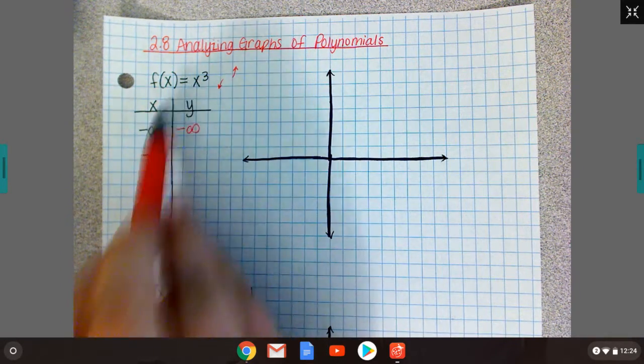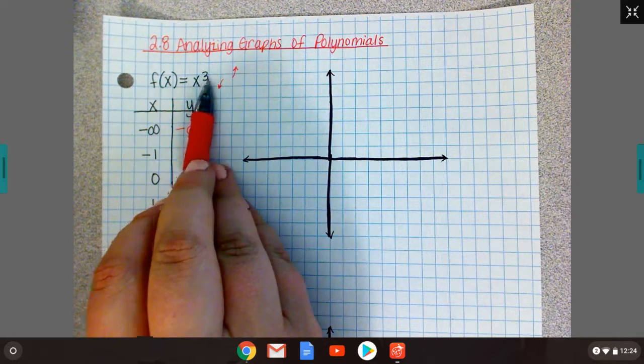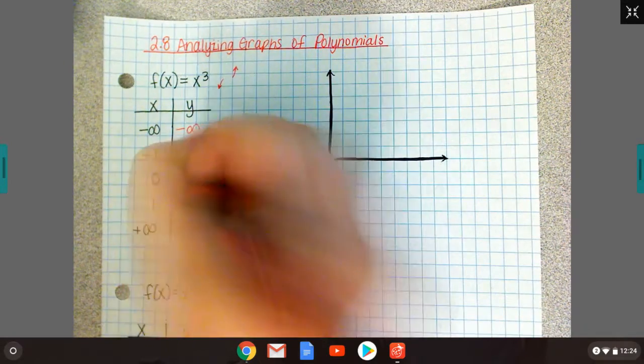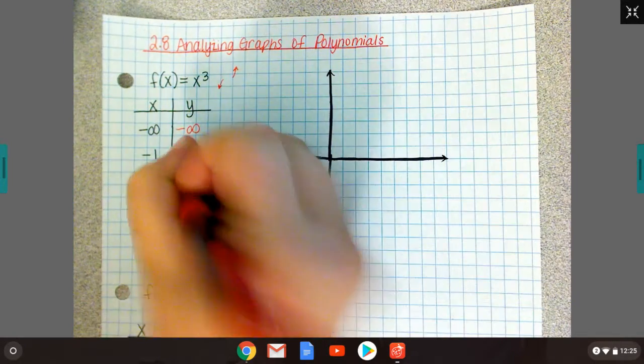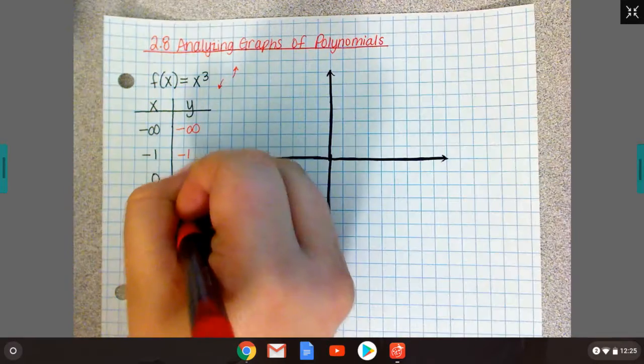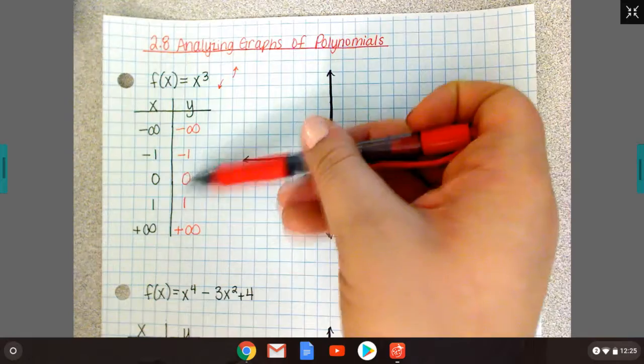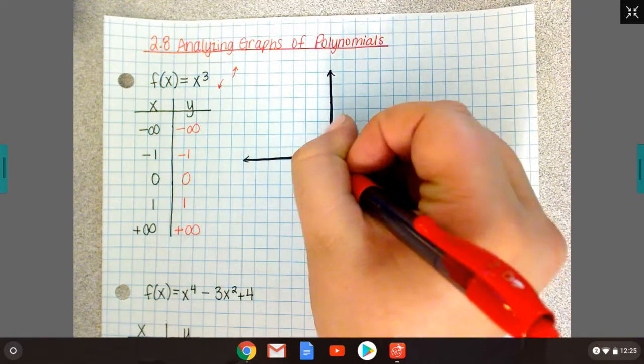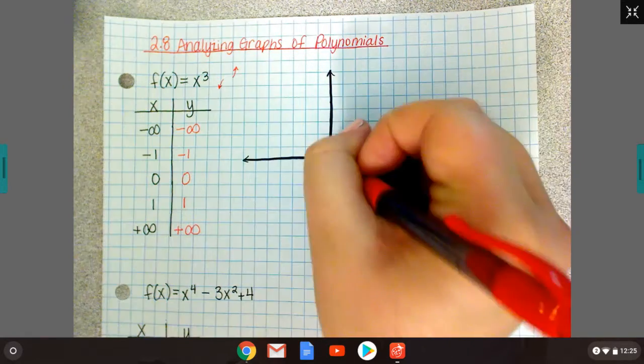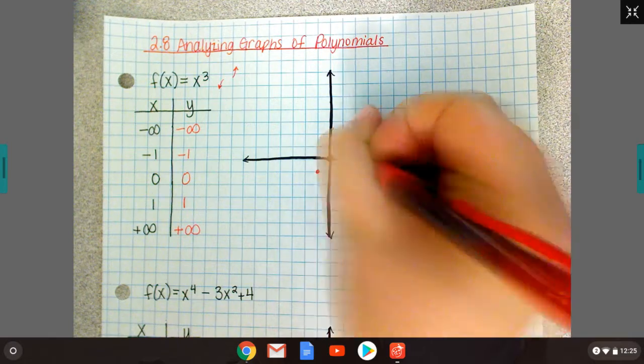We could go ahead and plug in and solve. So -1 times itself 3 times is -1. 0 times itself 3 times is 0. And 1 times itself 3 times is +1. So we can graph these points. Let's go ahead and graph the ones that we can: -1, -1, 0, 0, and 1, 1.